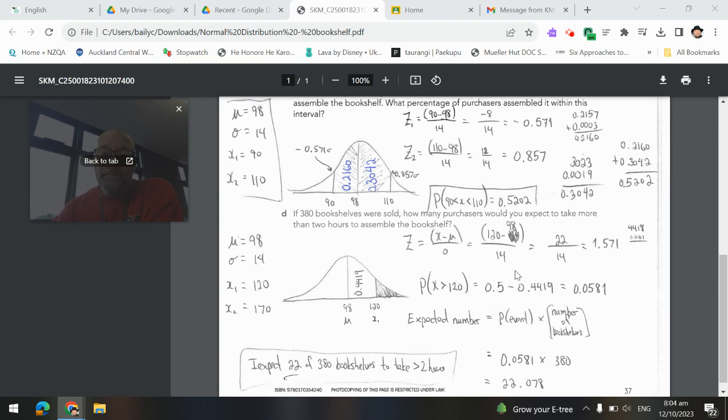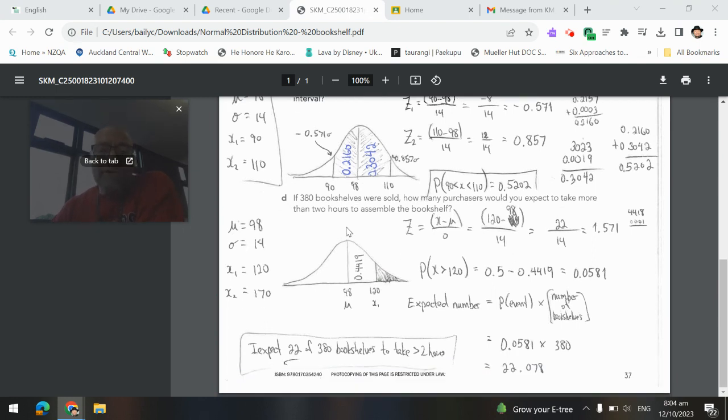Last one. If 380 bookshelves were sold, how many purchasers would you expect to take more than 2 hours to assemble the bookshelf? Keep staying in this habit. Mean, 98. Standard deviation, 14. So more than 2 hours. Well, we're not going to say 2. 2 hours, and these are all minutes. That 2 hours is 120. So greater than 120 is what we're looking for.